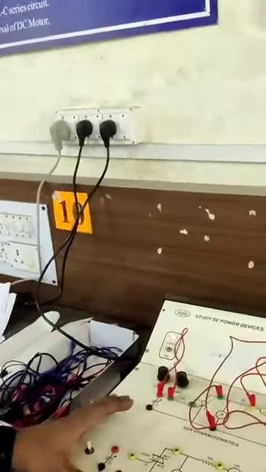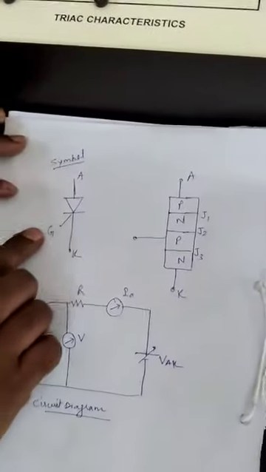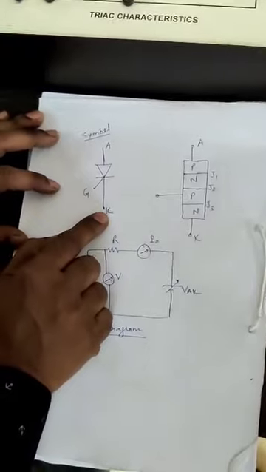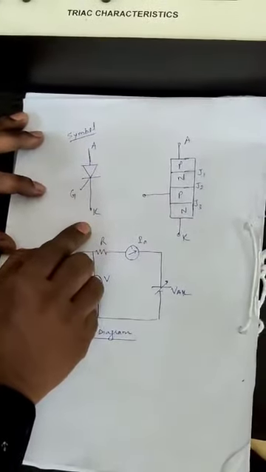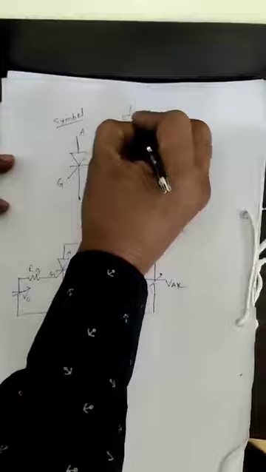In today's experiment, experiment number 1, we have to study the VI characteristics of SCR. First of all, let me tell you the basics of SCR. SCR, as you know, is called a thyristor. If you see the symbol, it has three terminals: anode, gate, and K, that is cathode. If you see the difference between thyristor and diode, the diode consists of only anode and cathode.